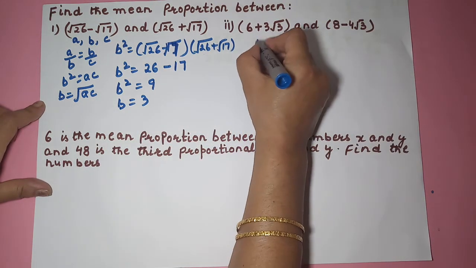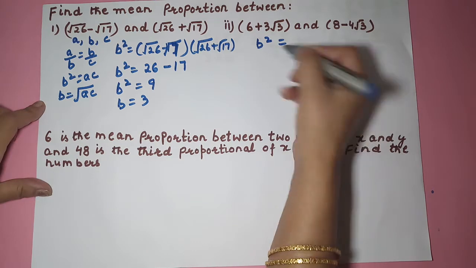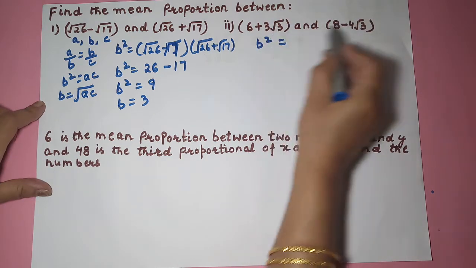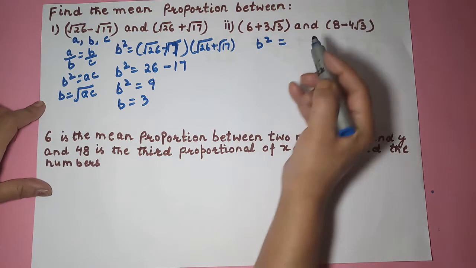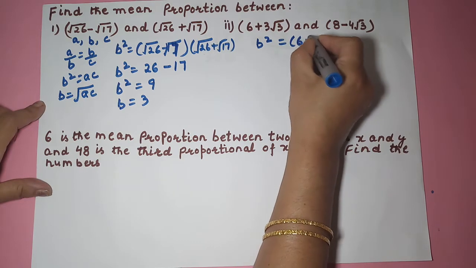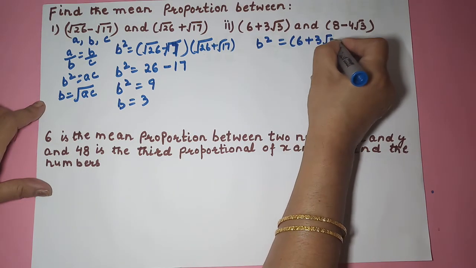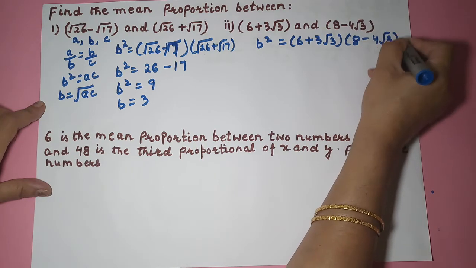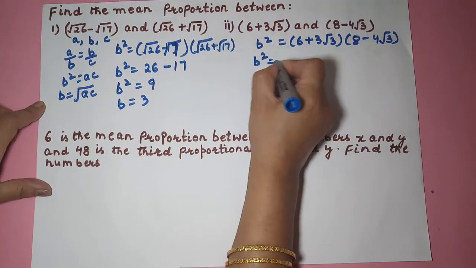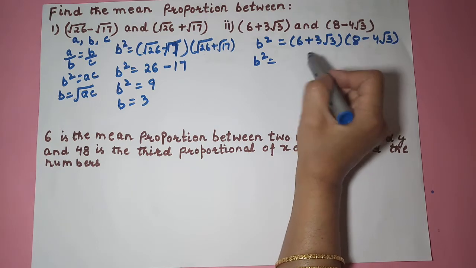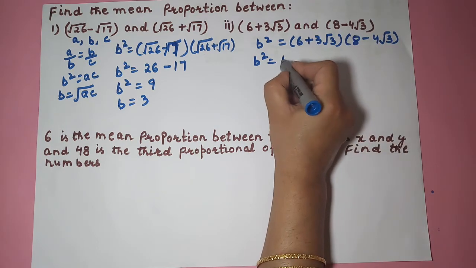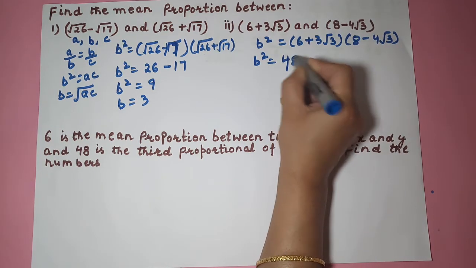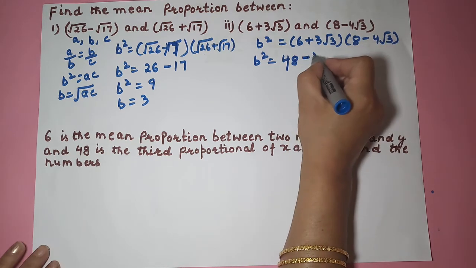Fine. Let's go here also. The same procedure. We know that, let the mean proportional between the two numbers be B. So B square is equal to 6 plus 3 root 3 into 8 minus 4 root 3. So my B square is equal to 6 8s are 48 and then minus 24 root 3.